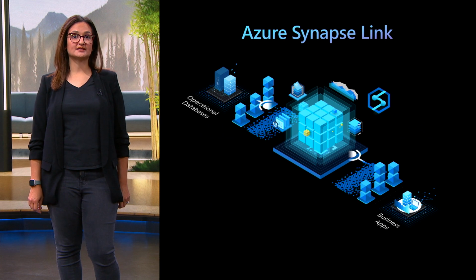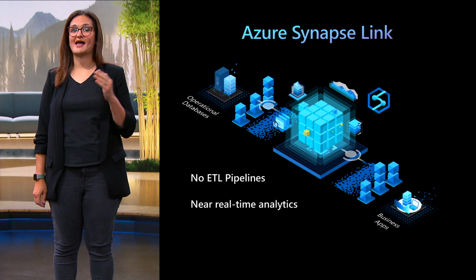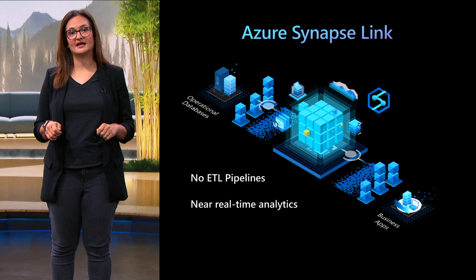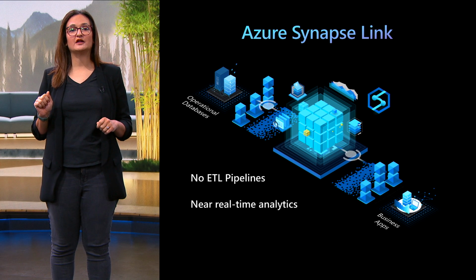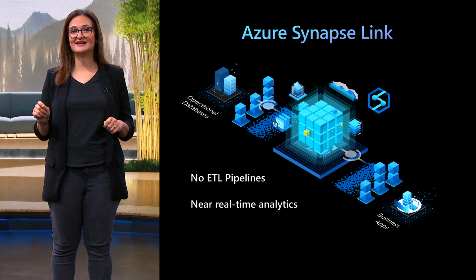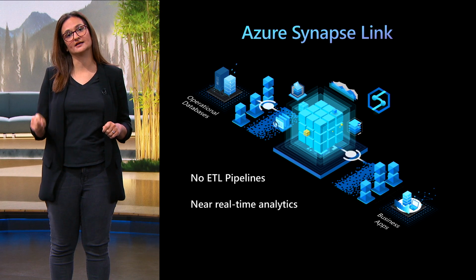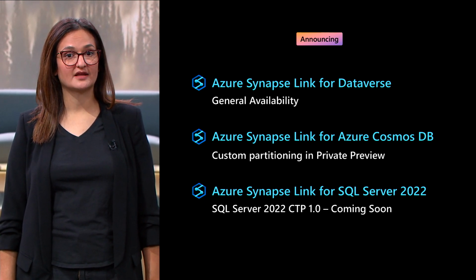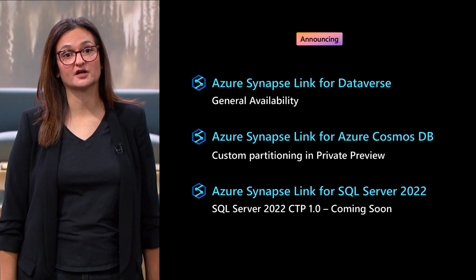Let's start with Azure Synapse Link, which provides near real-time data integration from Cosmos DB and Dataverse. Synapse Link enables customers to integrate operational data into Synapse Analytics without building ETL pipelines. Developers spend less time building and maintaining data integration pipelines, and instead can focus on solving business problems with analytics. We previously announced the public preview of Synapse Link for Dataverse at Build earlier this year. And today, I'm pleased to announce that this feature is now generally available for customers.